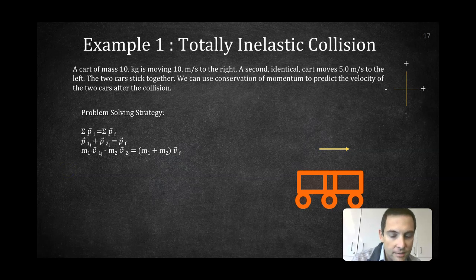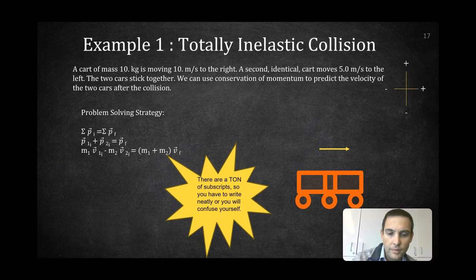Notice the negative sign. Because the second mass is moving to the left, I used a negative. I used momentum 1 minus momentum 2 equals the combined mass, because the two objects stick together, times the final velocity. Only one velocity because there's only one object in the end. There are a ton of subscripts here, so you have to write neatly or you will confuse yourself. Plugging in the numbers, hopefully you get 2.5 meters per second.